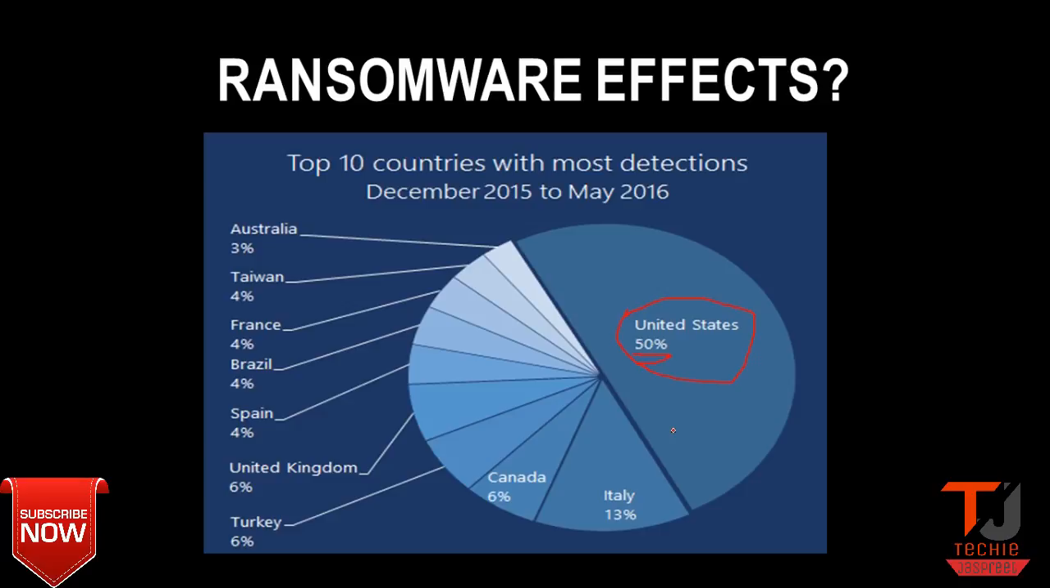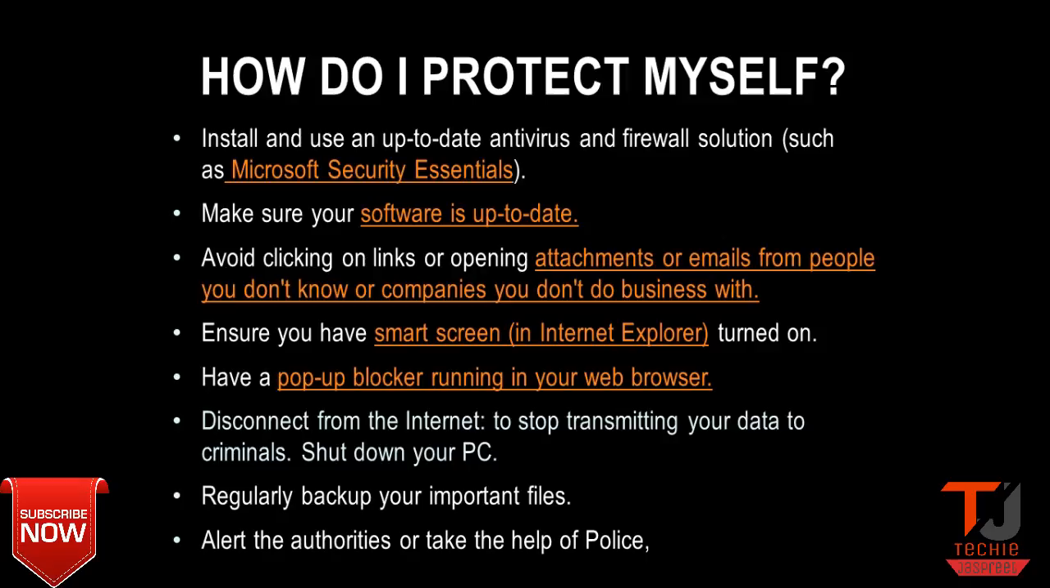That is mostly due to internet penetration, as we know that the United States has a very high penetration of internet. And secondly, Italy has 13%, Canada has 6%, and other countries having less than 6% are Turkey, United Kingdom, Spain, Brazil, France, Taiwan and Australia. So this pie chart shows various countries in ransomware attacks. Now, the main thing, what should we do to protect ourselves from ransomware attacks?